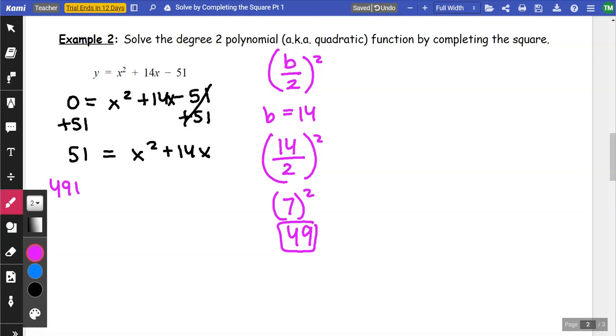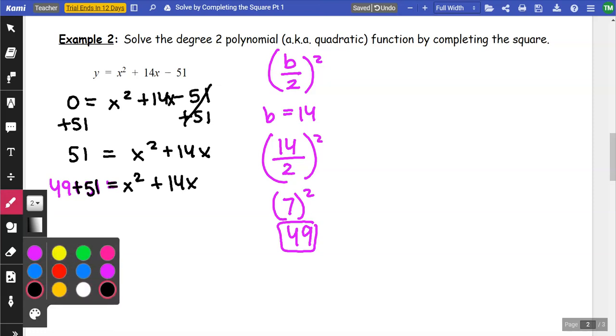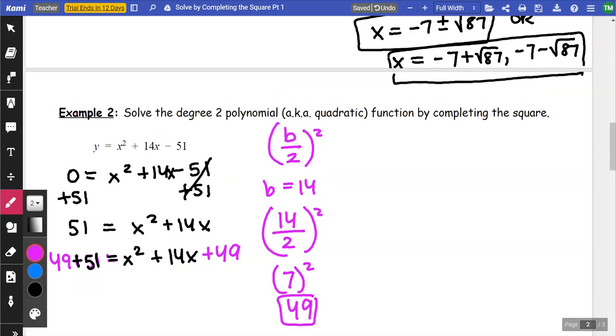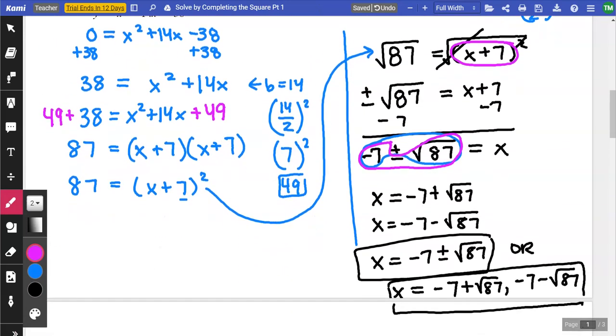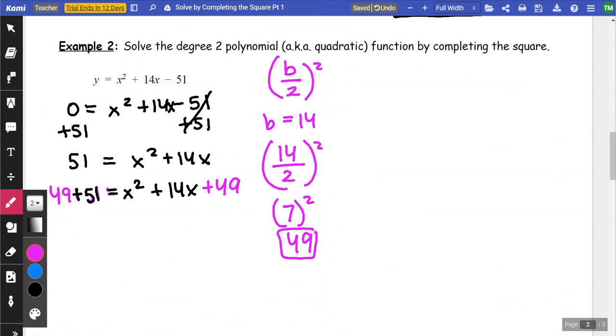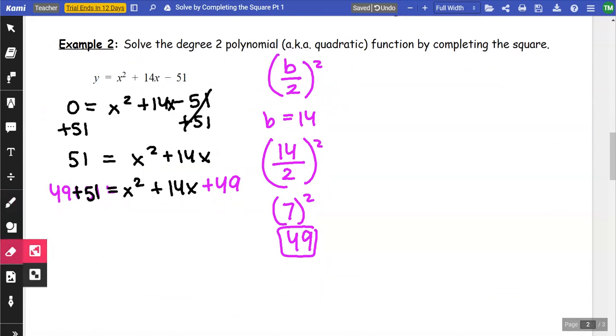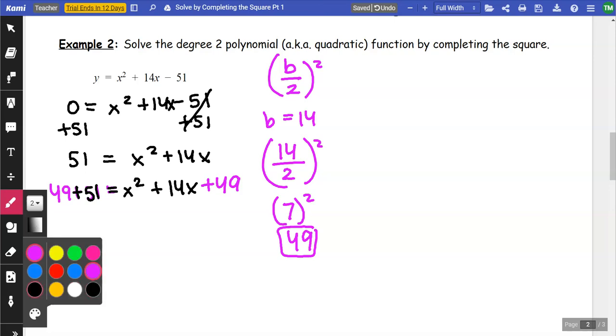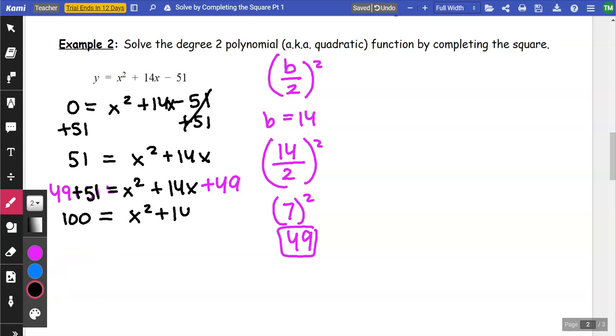So we're going to have 49 plus 51 is equal to x squared plus 14x plus 49. Was just making sure this wasn't the exact same equation we just did. All right, so what's 49 plus 51? So this side becomes 100 equals x squared plus 14x plus 49.